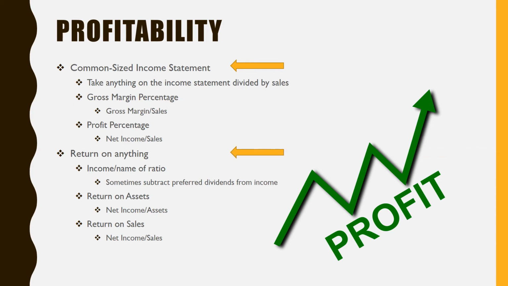Same thing, return on anything is income, meaning net income or profit, divided by whatever the name of the ratio is. So return on assets has assets on the bottom, return on sales has sales, and people will make up return on equity has equity. So whatever's on the bottom is on the bottom and your income goes on top.